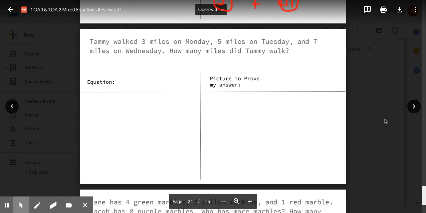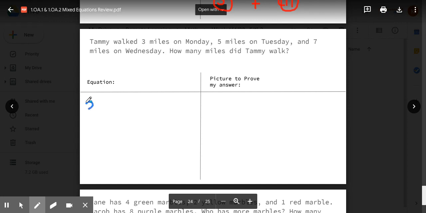Okay, now we're going to do this one together, meaning I'm going to read the problem to you, write an equation, and then you are going to draw a picture to solve. Tammy walked 3 miles on Monday, 5 miles on Tuesday, and 7 miles on Wednesday. How many miles did Tammy walk? I know I'm adding because it's asking how many miles did she walk, meaning I'm going to add up all the miles she walked on each day to figure out how many she walked total.